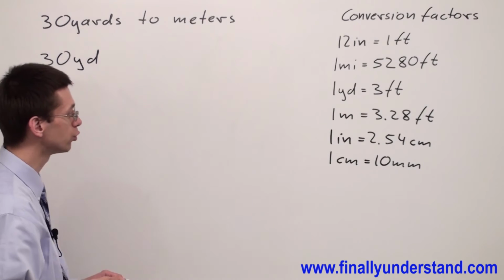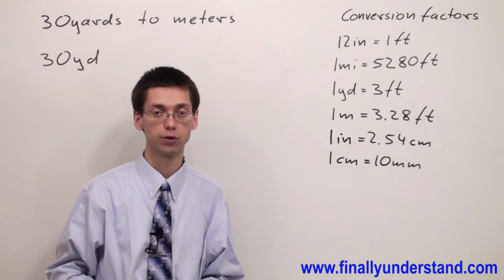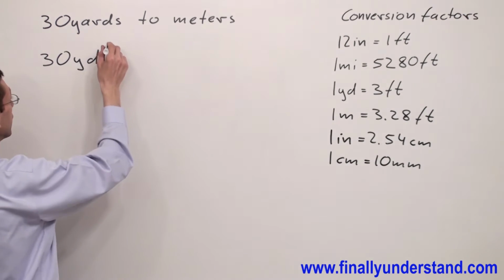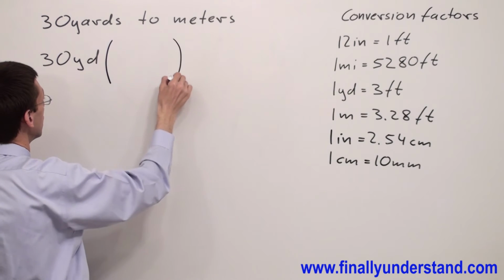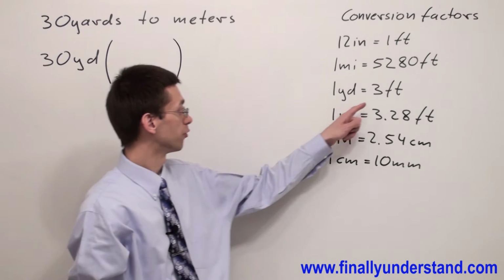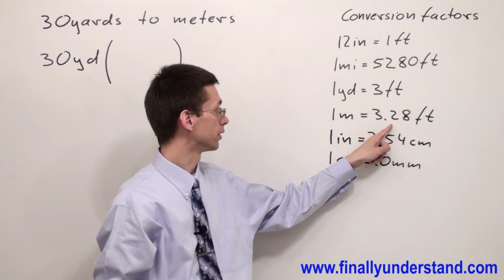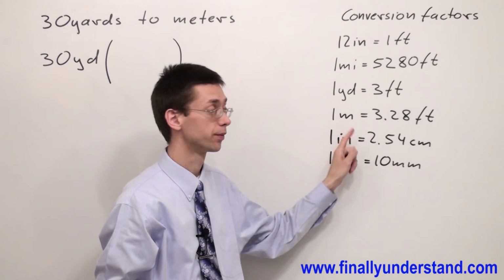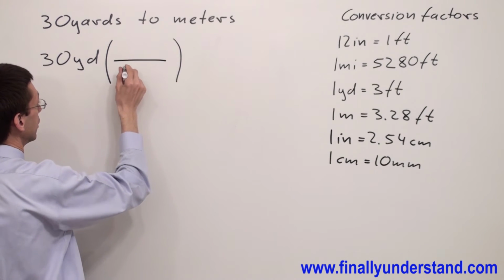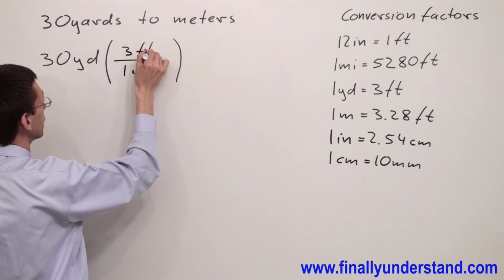As you can see, we do not have a direct conversion factor which is going to take me from yards to meters. That's why I'm going to convert first yards to feet. And after that, I'm going to convert feet to meters. So I have 1 yard is equal to 3 feet.